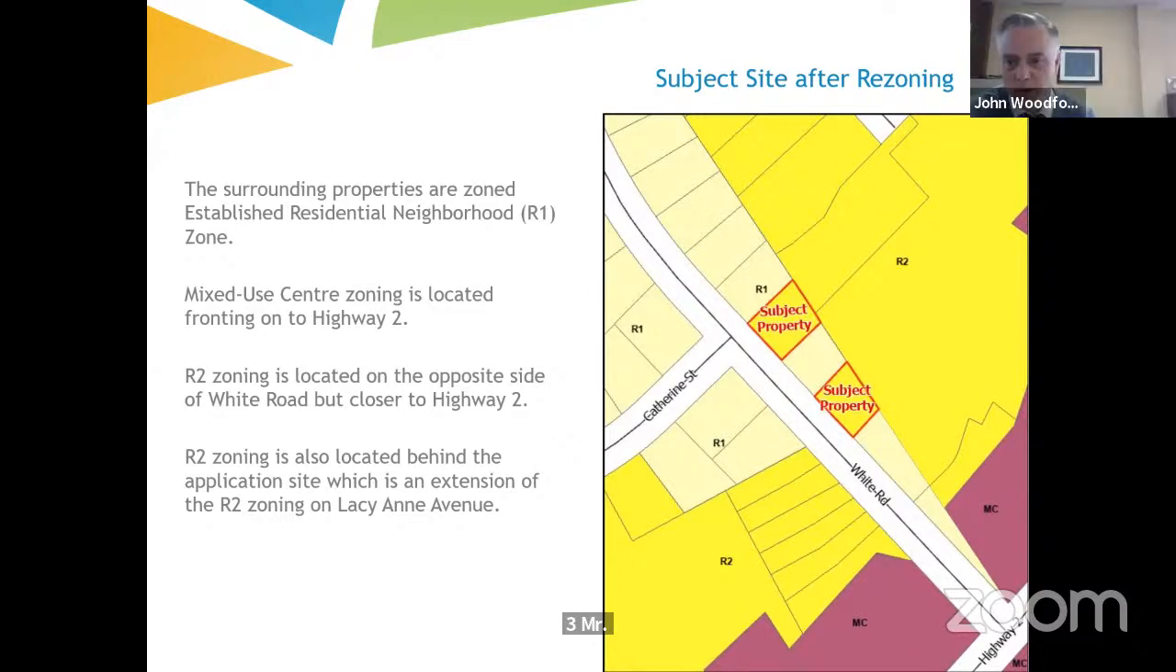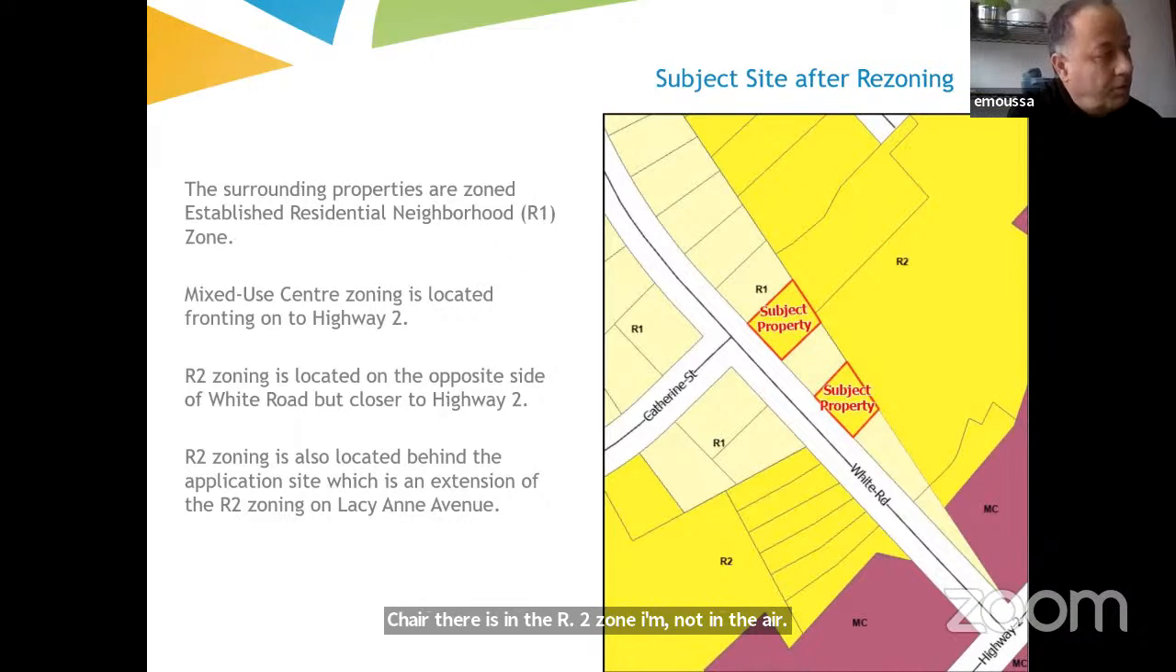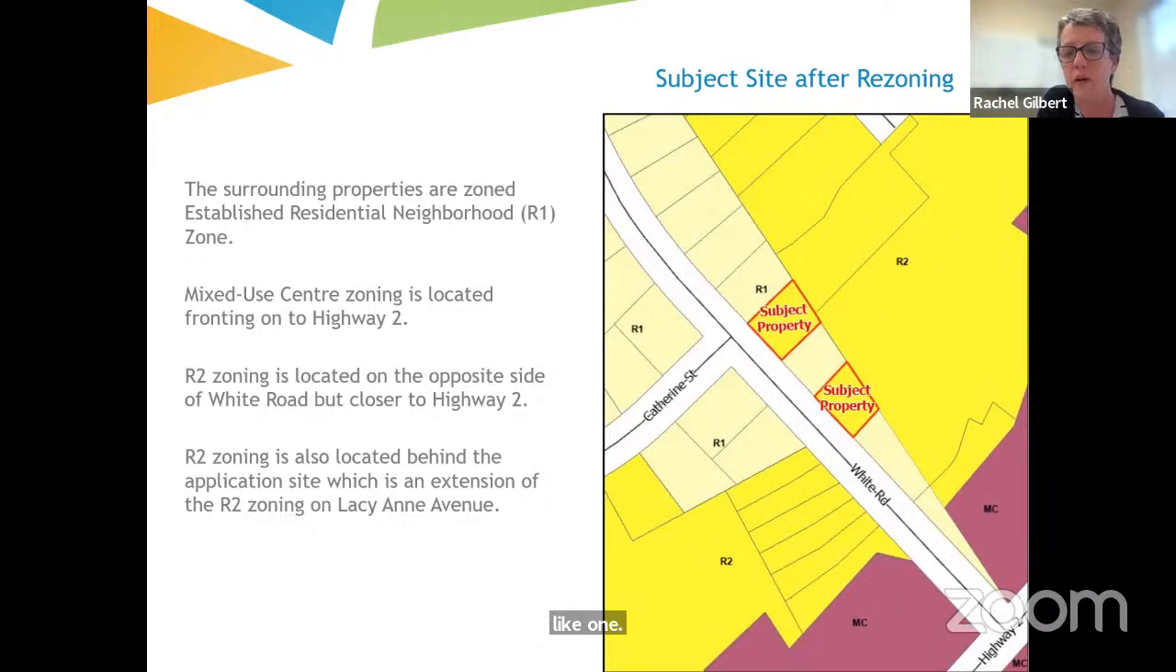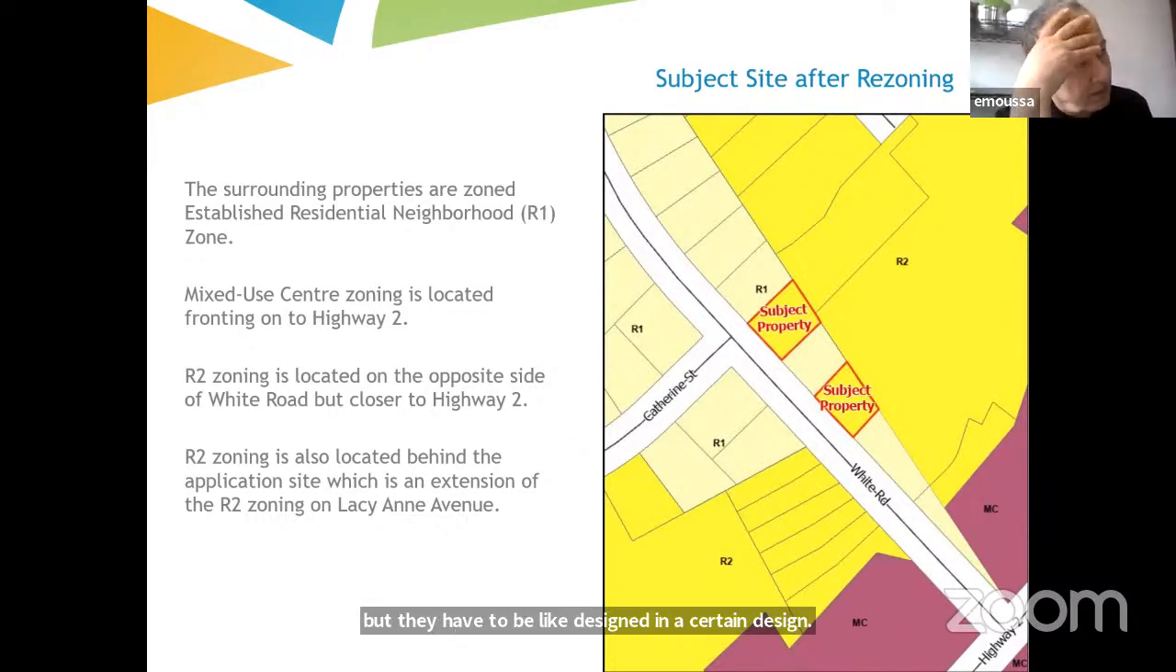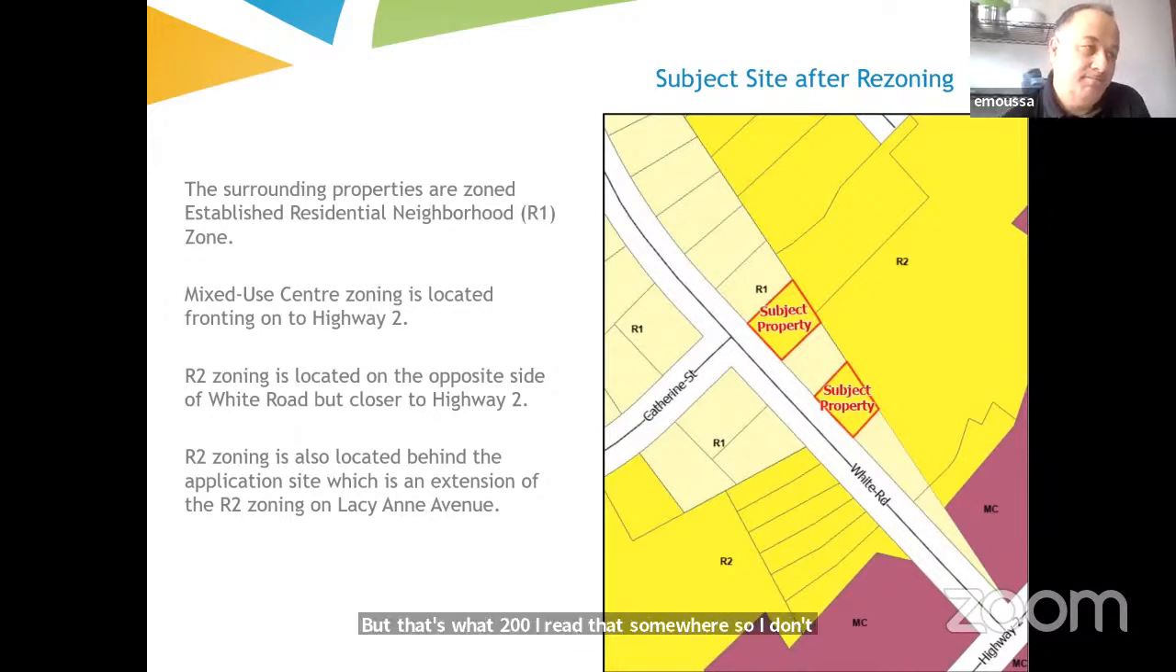No, two units, like one on each road, right? Through Mr. Chair, they'd have to subdivide the lot and have the frontage on each road, White Road and Catherine Street. And I don't know if it meets the minimum lot sizes for the R1 zone. I thought I read somewhere that you could have 2 units, but they have to be designed so that one faces one road and the other faces the other. I don't know if I'm wrong, but that's what I read somewhere. Anyways, that's my question. Thank you.